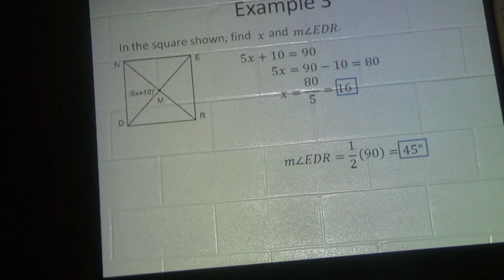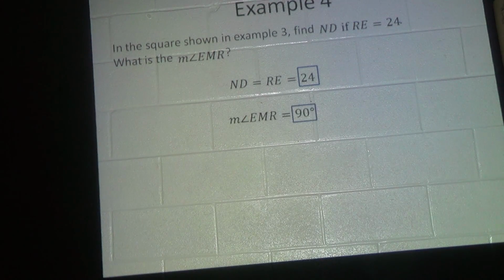Let's look at the next example. Example 4 says, in the square shown in example 3, find the length of ND if the length of RE equals 24. And then they also want to know the measure of angle EMR. Since ND and RE are the diagonals, and one diagonal is 24, the other one has to be 24. The measure of angle EMR is equal to 90 degrees, because that's one of the central angles.